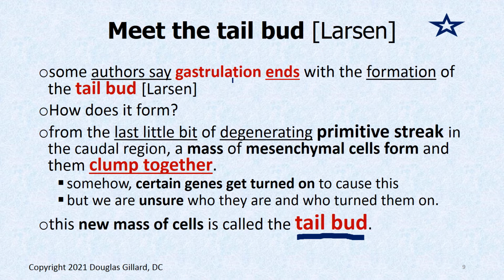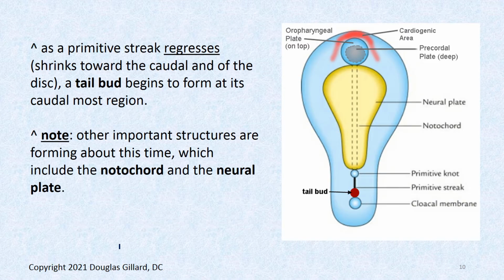So as the primitive streak is degenerating away, the very caudalmost portion of the streak all of a sudden changes, and we won't talk about how that occurs, but it gets exposed to certain gene products, and we won't even worry about it. But the cells morph into a kind of mesenchymal-like structure that's ultimately going to form neural tissue. And that mass of new cells is called the tail bud. And it's going to occur right here.